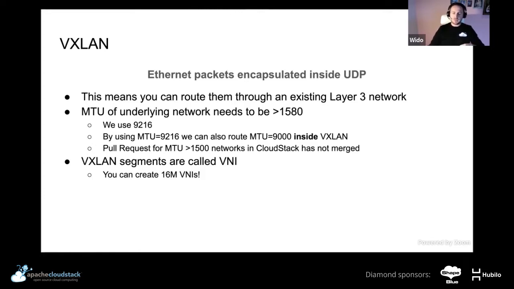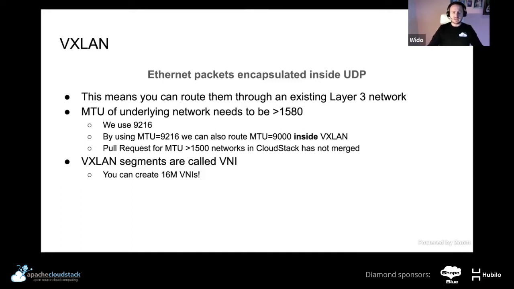So your Docker containers think they actually have a local layer 2 network, but it's all being encapsulated inside layer 3. Well, if you want to run VXLAN and have an MTU of 1500 inside your VXLAN network, the underlying network needs to be at least 1580 MTU. So we chose to go for 9216. With that, we can also route jumbo frame packets of 9K inside our VXLAN.